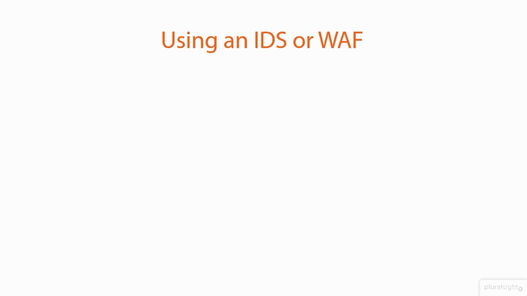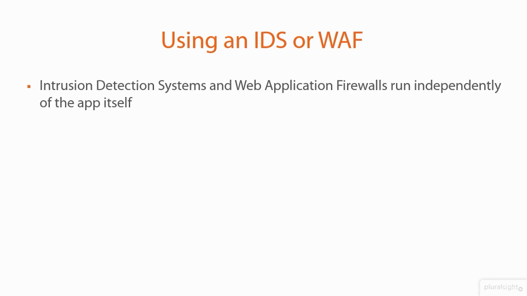One thing that can be a very beneficial defense for SQL injection is using an IDS or a WAF. Let me explain what I mean by that. So first of all, an intrusion detection system or a web application firewall are independent implementations from the app itself. So in fact, they sit in front of the app. Your request must go through the IDS or the WAF in order to get to the web app, and the defense is then implemented at those levels.